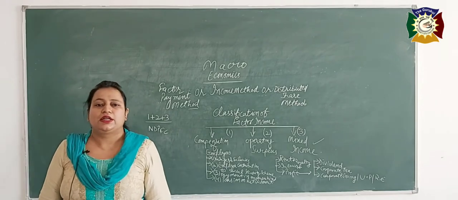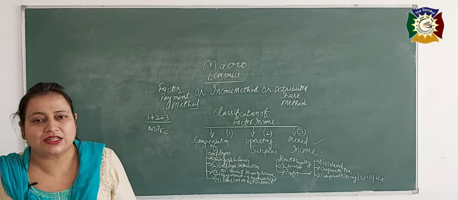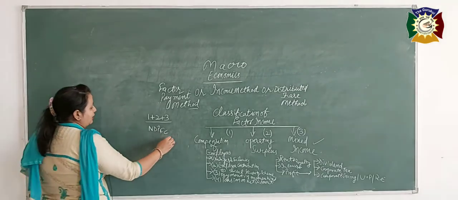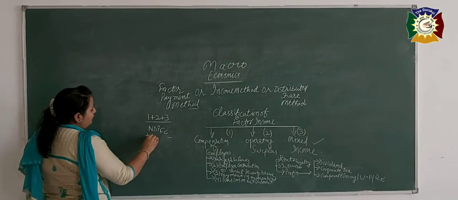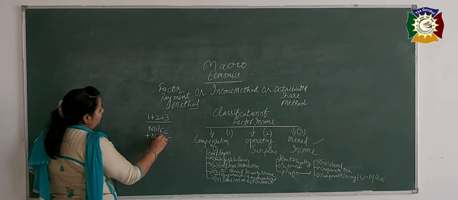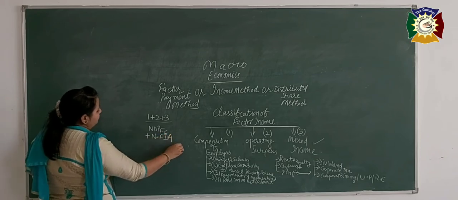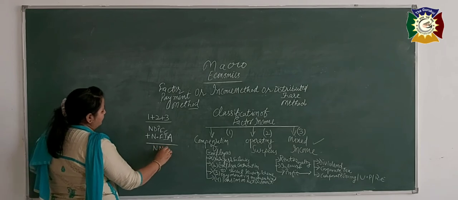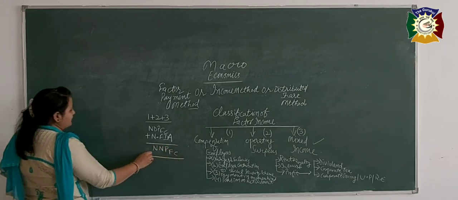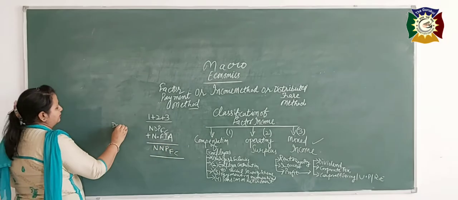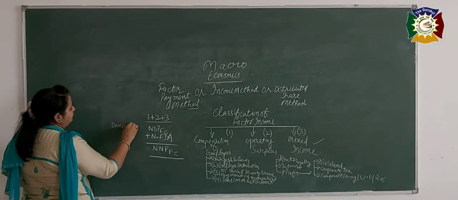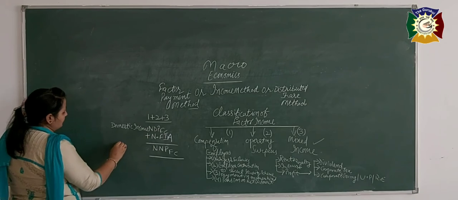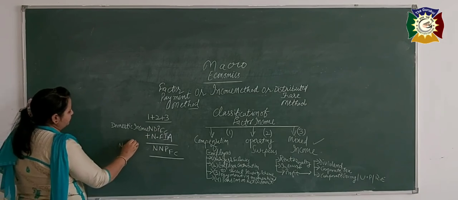NDPFC, net domestic product at factor cost, and you will add net factor income from abroad here. It means you will get NNPFC, that is national income. By adding this you will get national income.